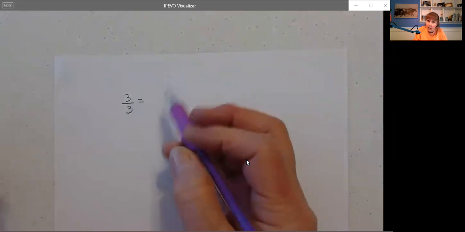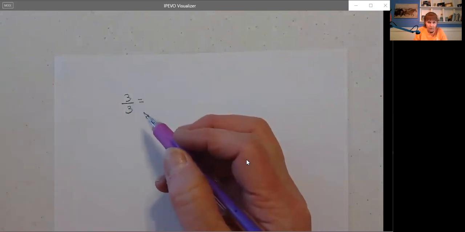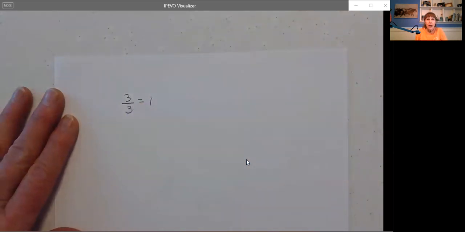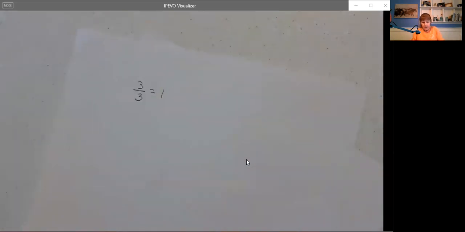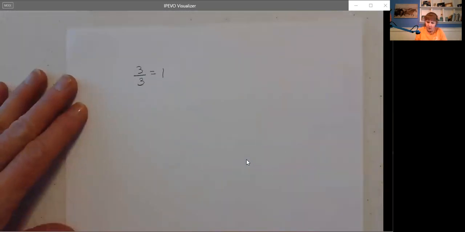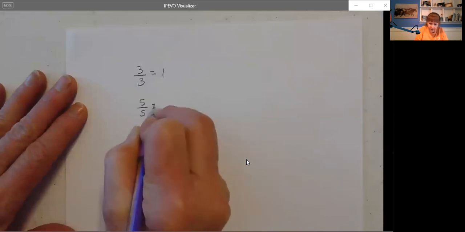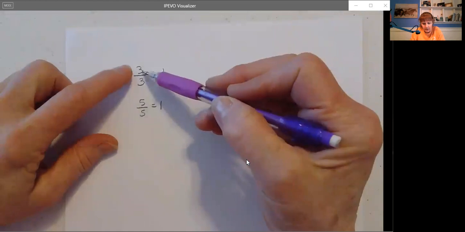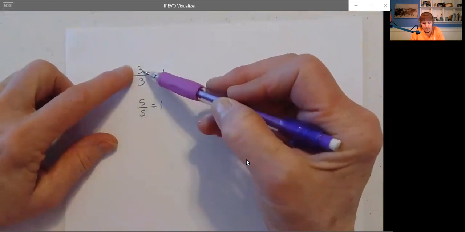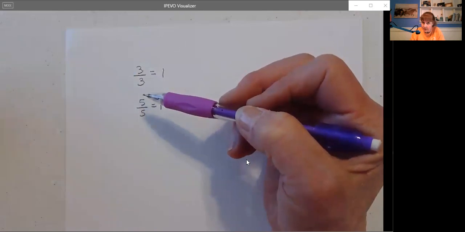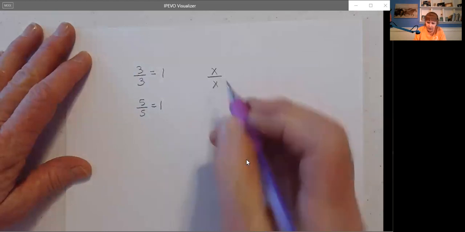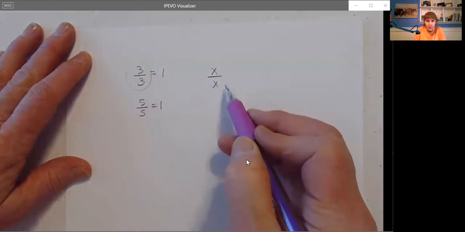I know from the beginning of our block that when you have 3 over 3, you get the number 1. All right. And I know that 5 over 5 is 1. Well, if you look at the rule that we just talked about, when the bases are the same in division, you subtract the exponents. Well, let's change them to x.